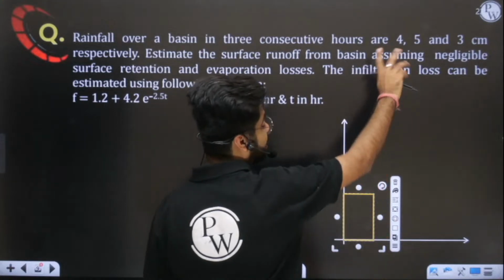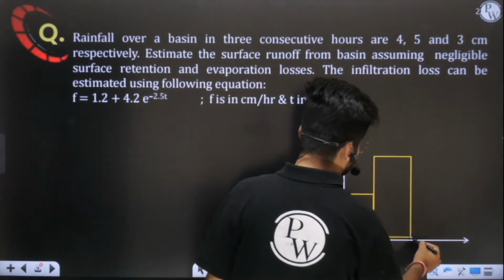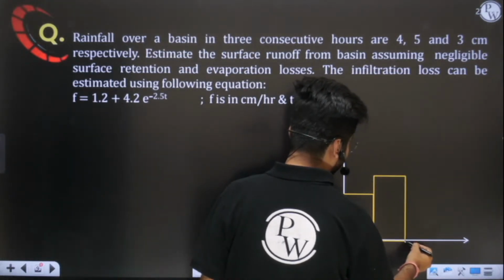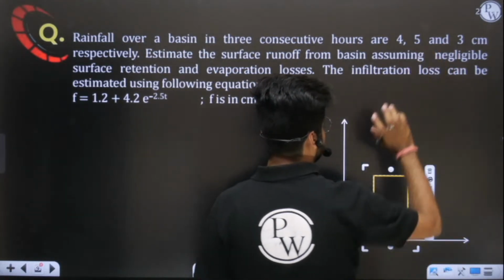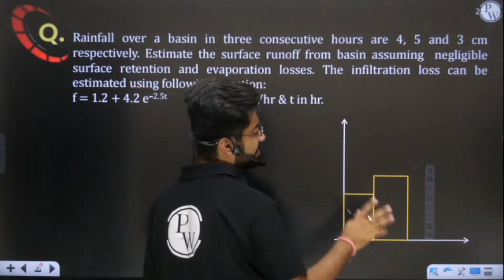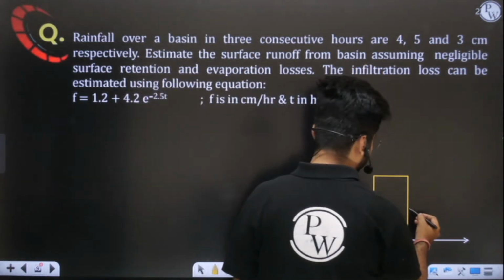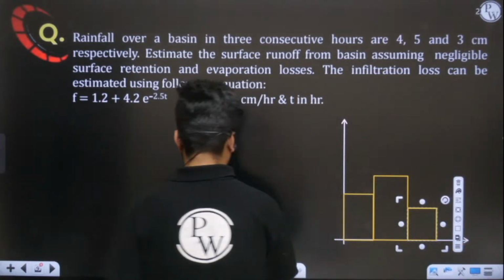In the second hour, it is 5 centimeter per hour, which is a little more than 4. And then in the third hour we have intensity as 3 centimeter per hour. This is the intensity versus time graph. We have to draw the hydrograph. So this is your hydrograph which you have already drawn.